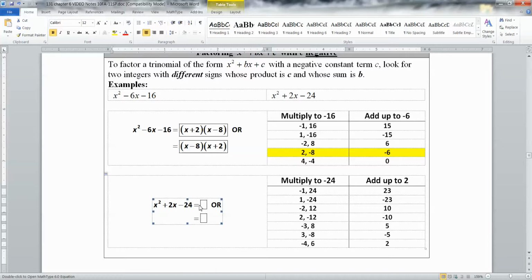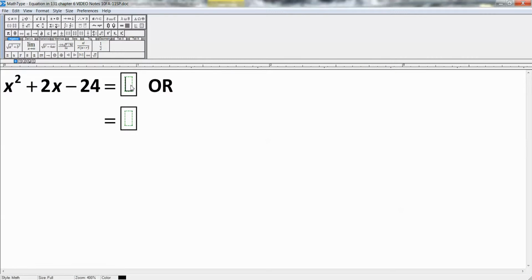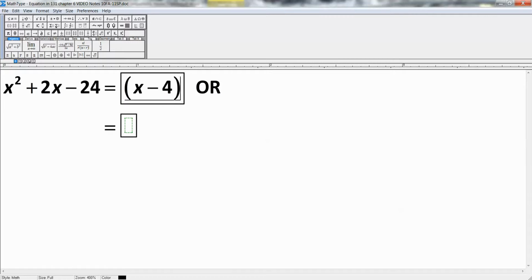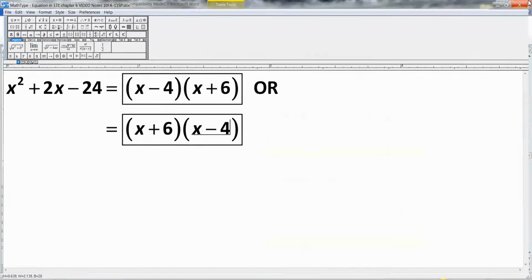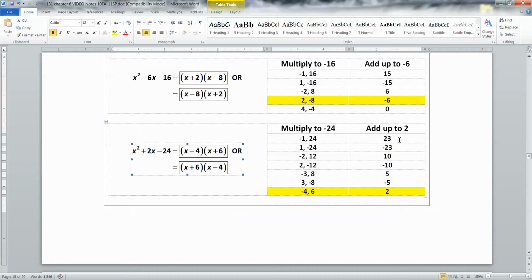All right, we found the one that works. It's negative 4, positive 6. I didn't bother checking positive 4, negative 6 because I don't need to. I know what works. So this is going to be x minus 4, x plus 6. Or again, you could do reverse. You could say x plus 6, x minus 4. You can't reverse the signs, but you can reverse which parentheses comes first.